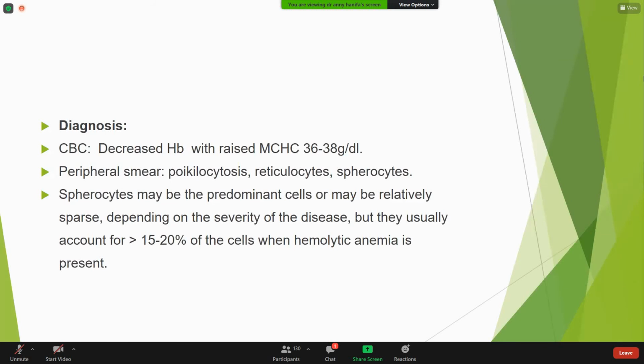Then the peripheral smear shows poikilocytosis, reticulocytosis, and the spherocytes. The spherocytes are diagnostic of HS. Spherocytes may be the predominant cells or may be relatively sparse depending on the severity of the disease, but they usually account for more than 15 to 20% of the cells when hemolytic anemia is present.